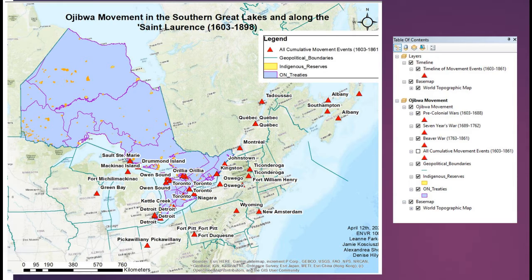So this layer consists of the following. We have political boundaries, Indigenous reserves, Ontario treaties, as well as a base map, and four major queries, four major layers of movement, all pertaining to various major events or major wars occurring between the 1600s and the late 1860s.